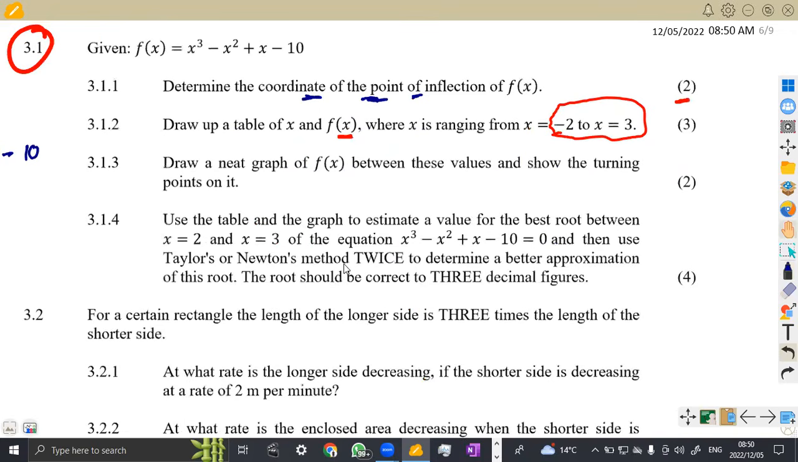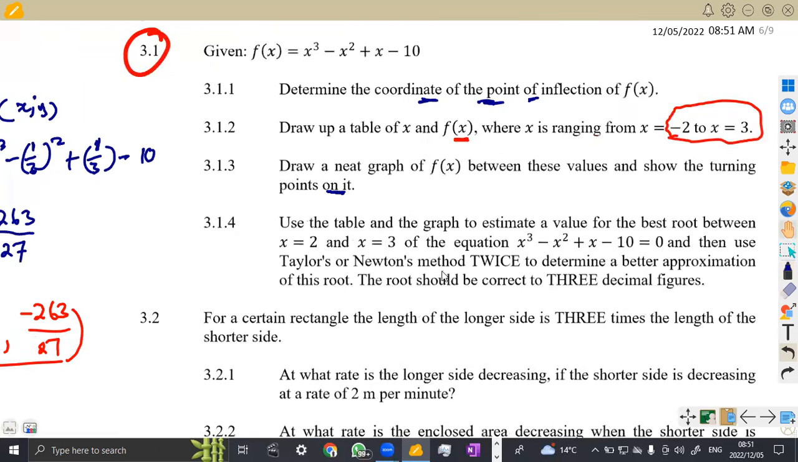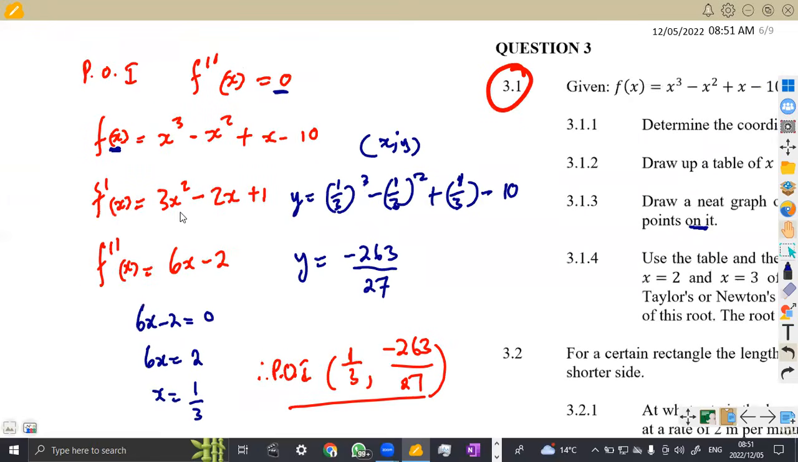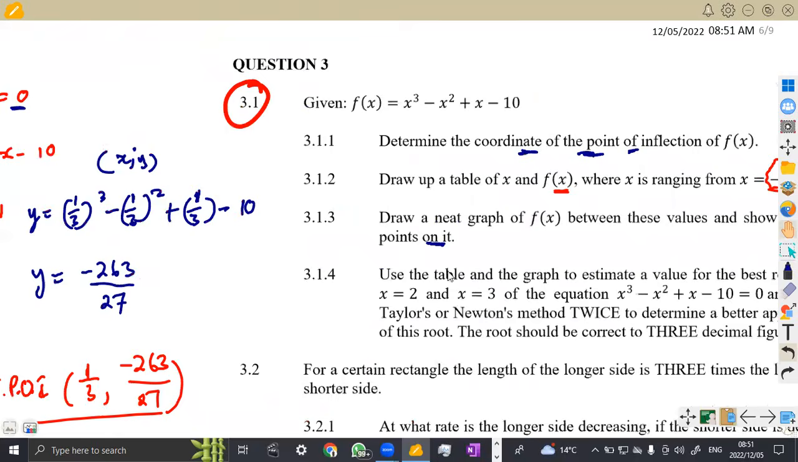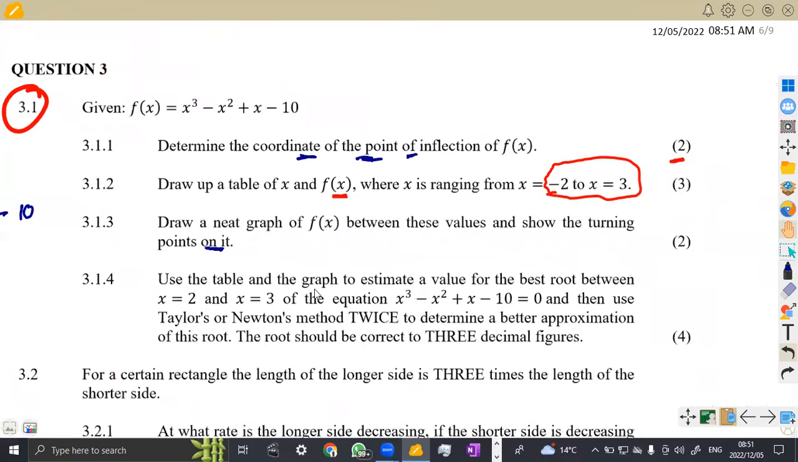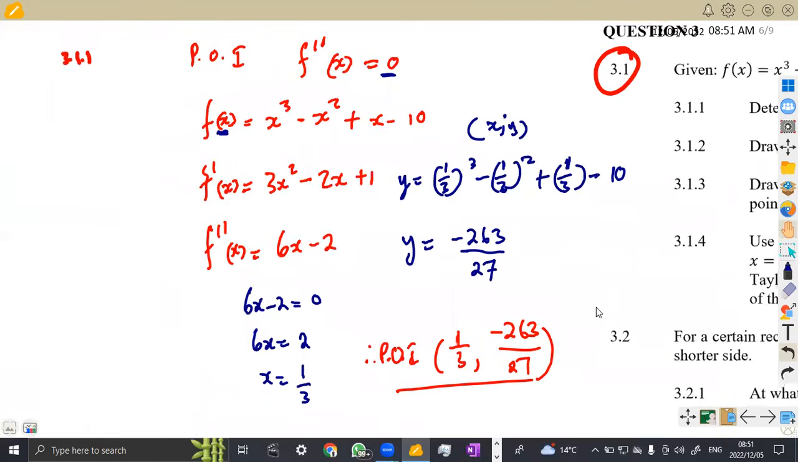On 3.13, it is now to draw a neat graph of f of x between these values, showing the turning points on it. So there we are asked to show the turning points on it. All right, so actually, we know that the turning point is taken from the first derivative of f of x. That is where our turning point is located. The first derivative should be equal to 0. So what you're supposed to do is to indicate the turning point, but now just look at the marks. We've got 2 marks for that, so this is not fair. Okay, anyways, let us find the turning points.